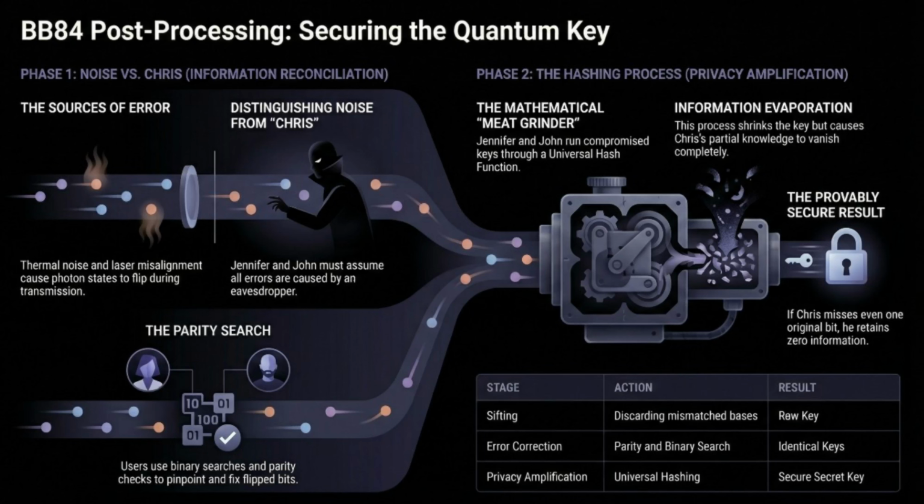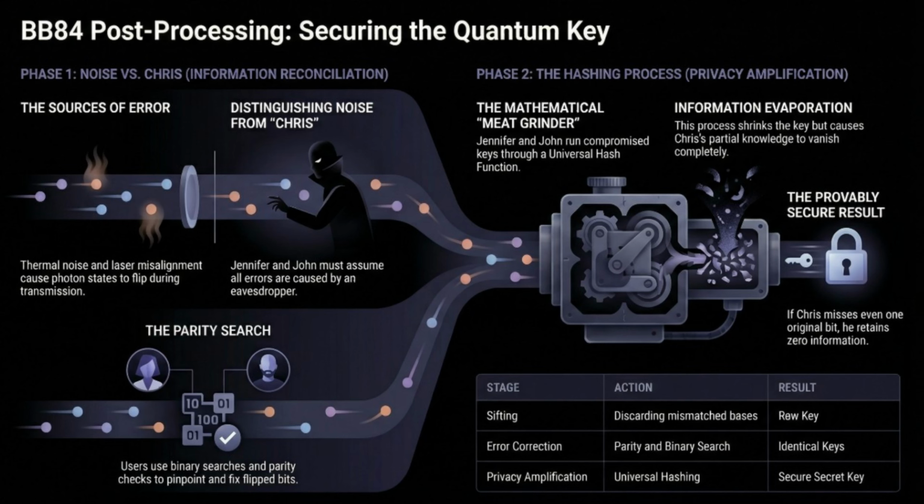Welcome back. Now that we've explored the individual mechanics of quantum key distribution, let's look at the big picture of BB84 post-processing. This is how we transform a messy stream of photons into a rock-solid, provably secure key. Phase 1 is all about information reconciliation.